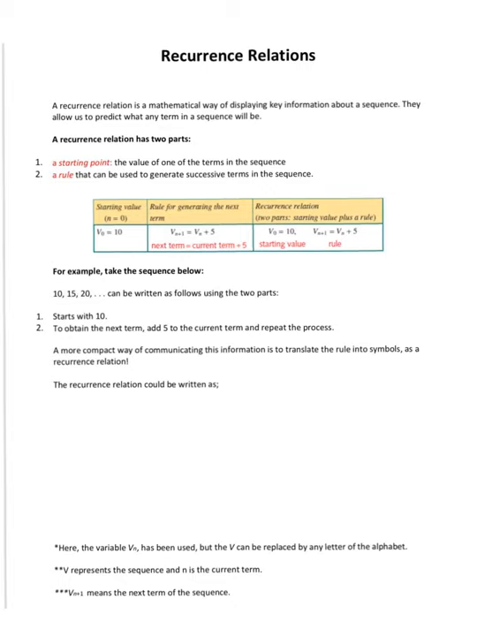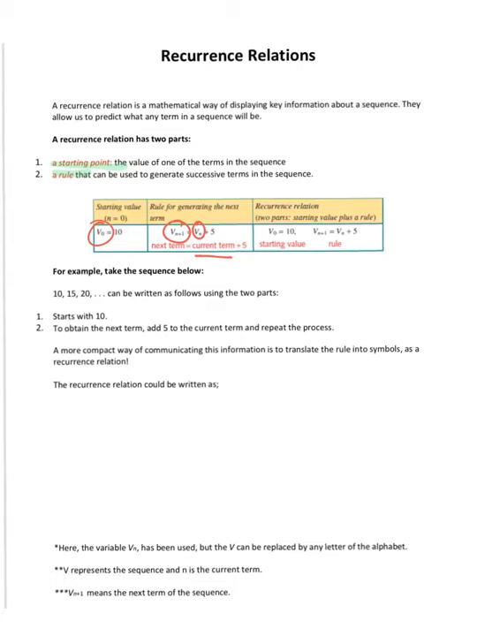A recurrence relation is made up of two parts. It's made up of a starting point and a rule. Our starting value is signified by the notation V0. When you see that, that means our initial term, our starting term. Vn plus 1 is showing us our rule. Our next term is equal to Vn, which is our current term, plus or multiplied by whatever. So Vn plus 1 is our rule.